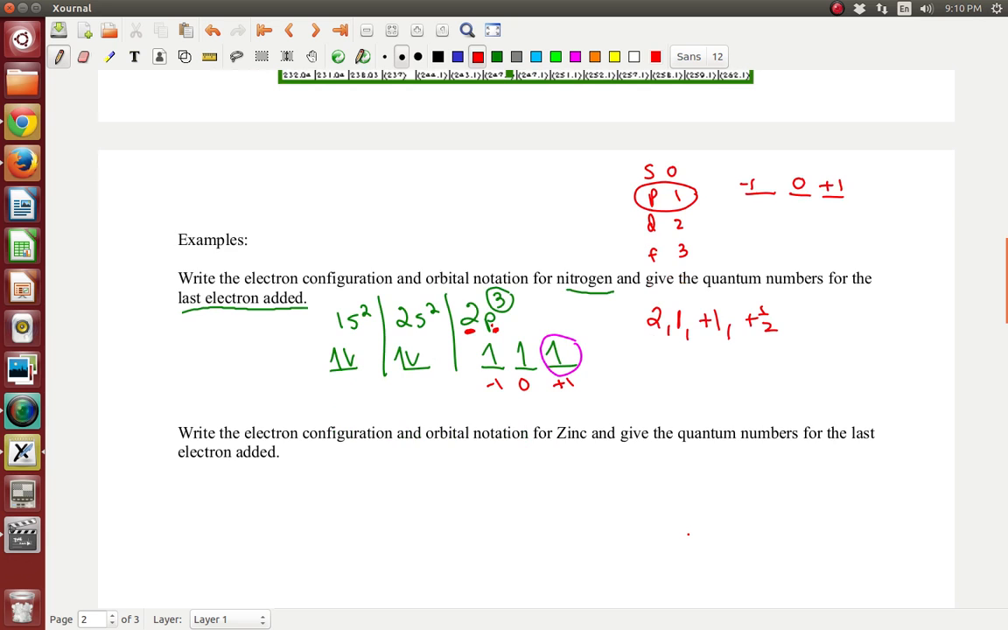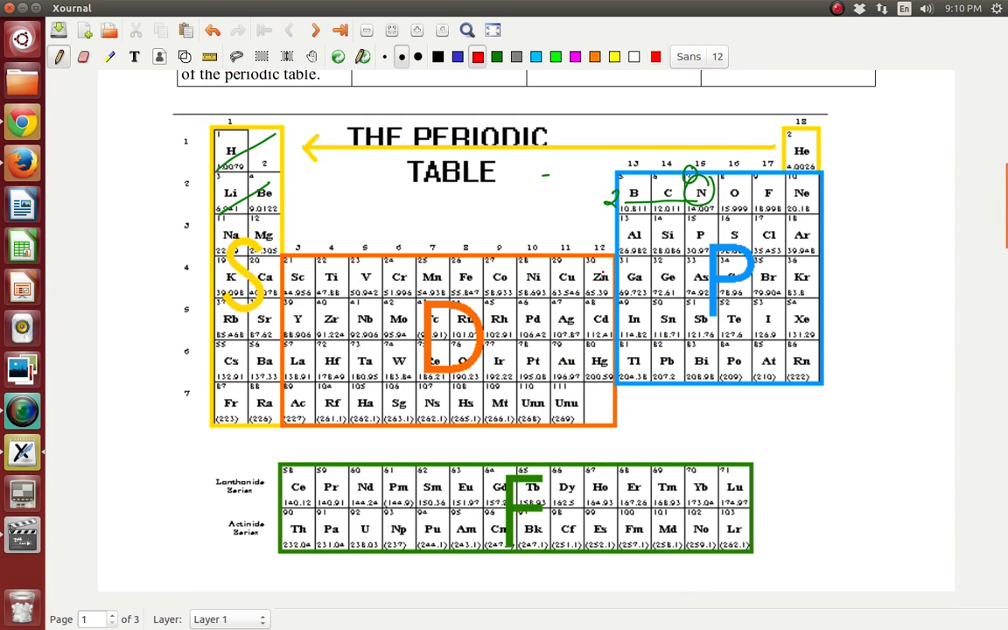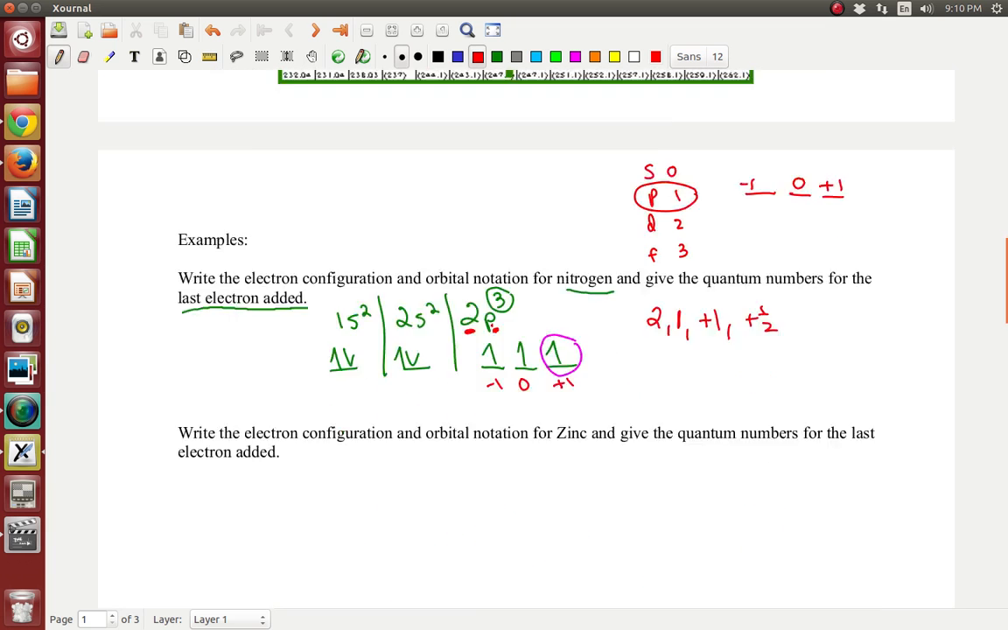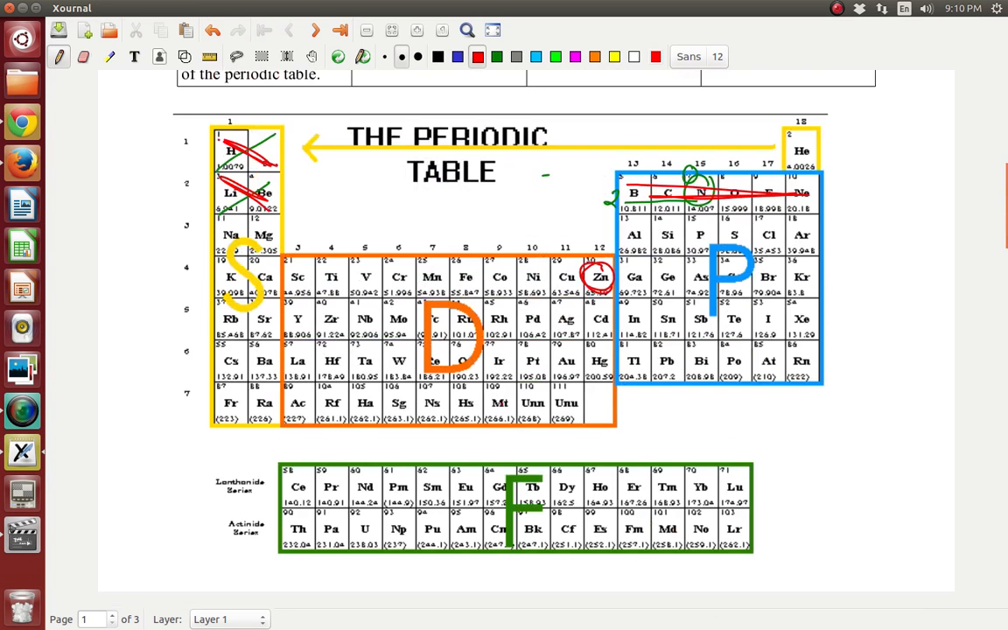Okay, write the electron configuration and orbital notation for zinc and give the quantum numbers for the last electron there. Okay, let's go find zinc. Here's zinc. All right, let's write the electron configuration. It's 1s2, 2s2, and 2p6. So I'm going to write all those down. 1s2, 2s2, 2p6.